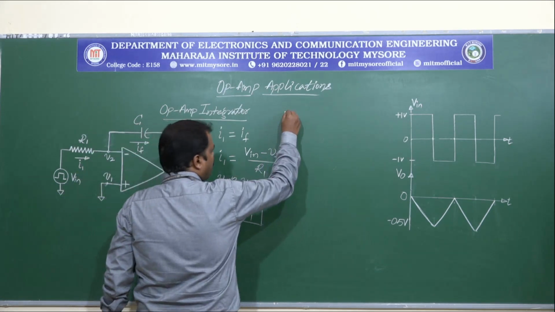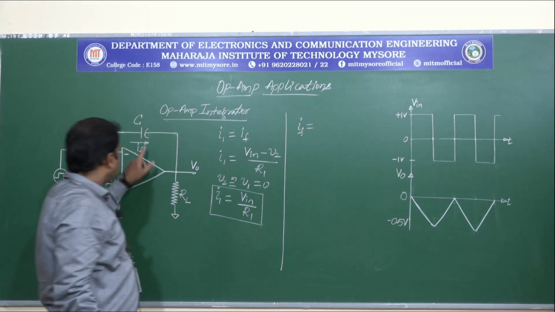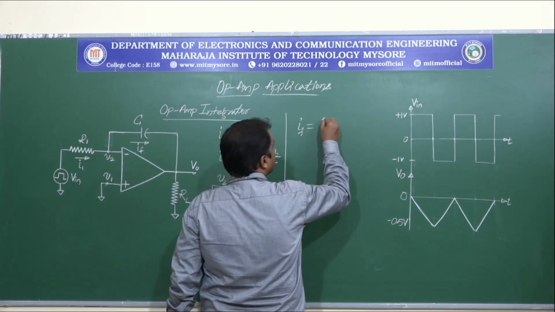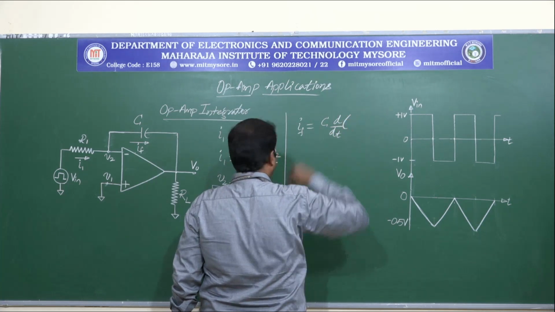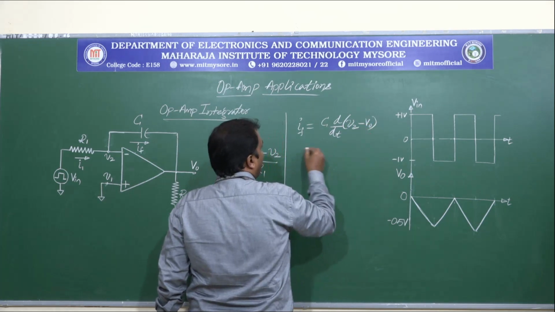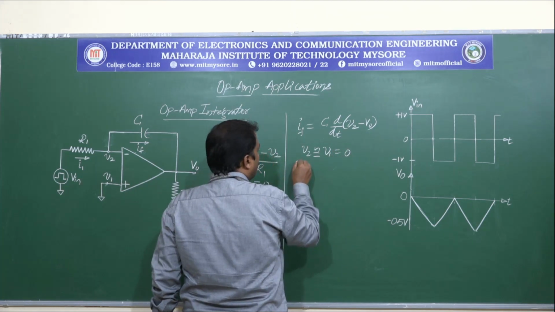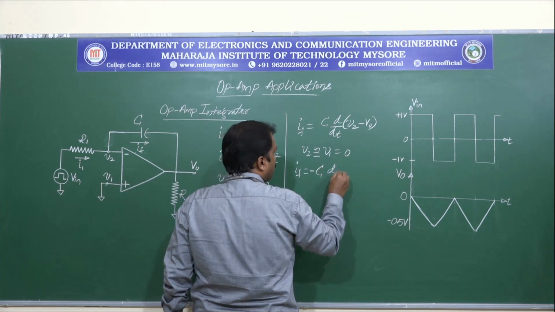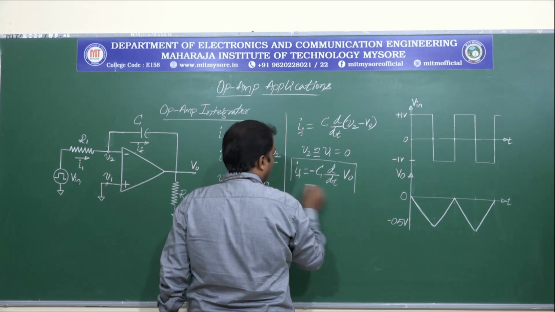Now coming to the feedback path If, which is charging this capacitance C. So this can be written as C into d by dt of the potential difference, that is V2 minus V0, and V2 is approximately equal to V1 which is equal to 0. So If is equal to minus C into d by dt of V0.